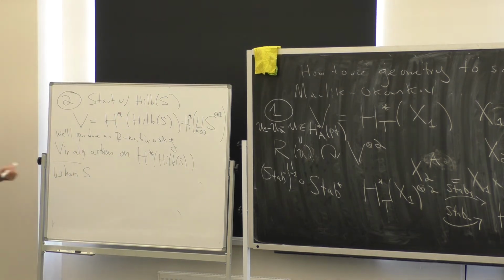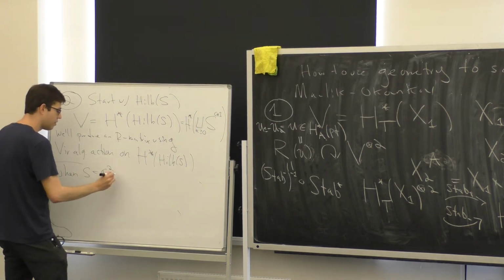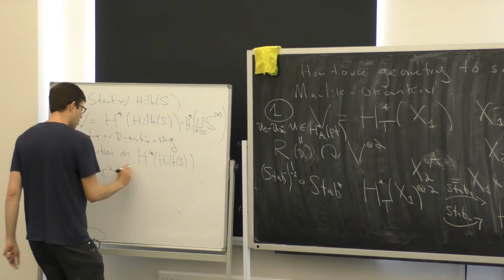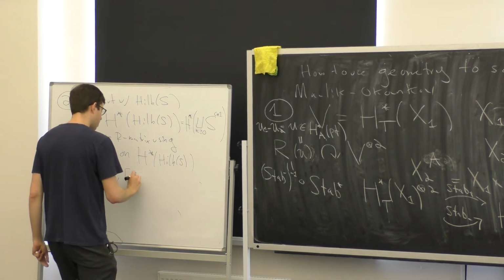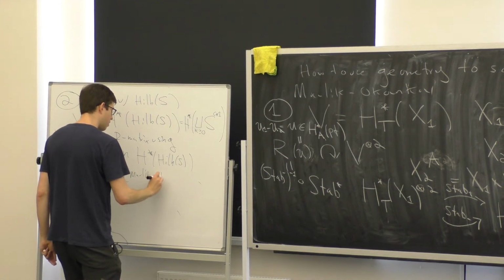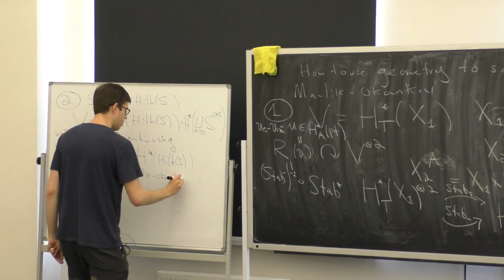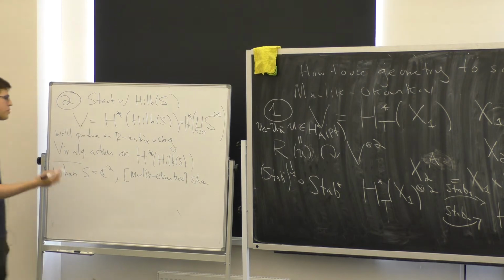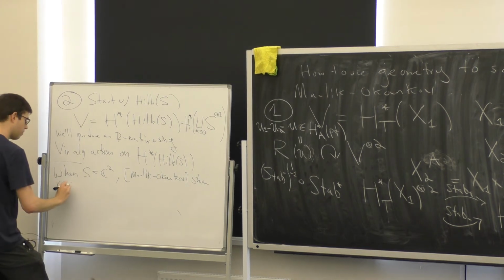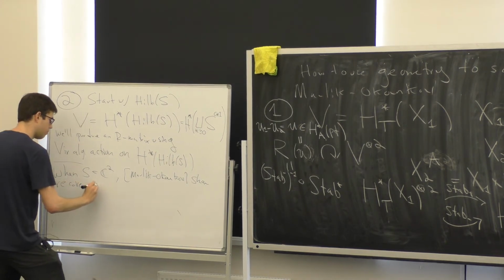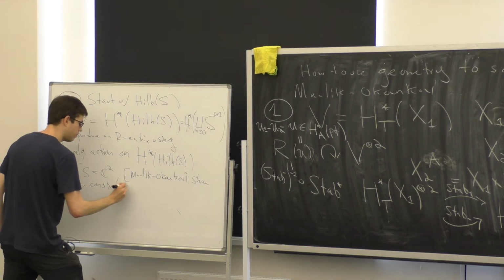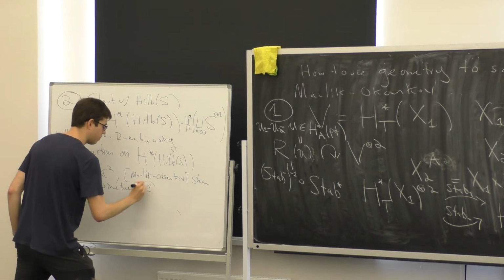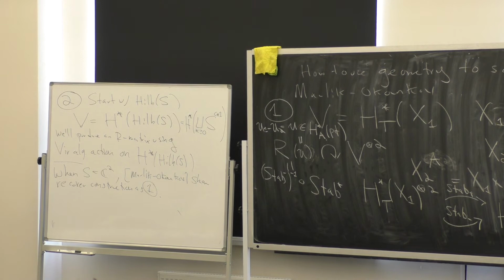And so when S is equal to C2, Maulik and Okounkov showed that you recover the same R matrix as in the first construction. And for general S, you get something new. You get a new solution to the Yang-Baxter equation.